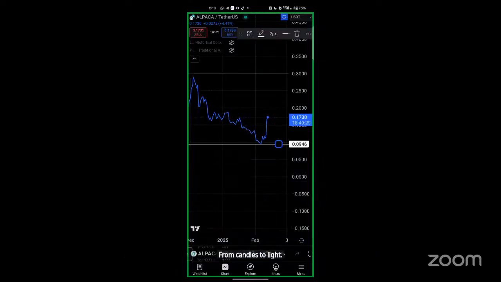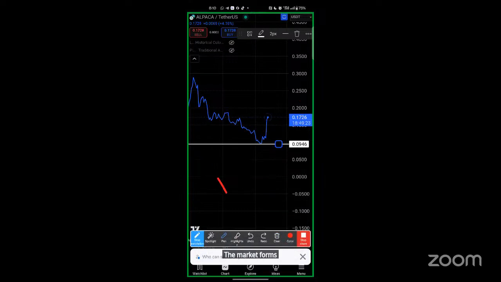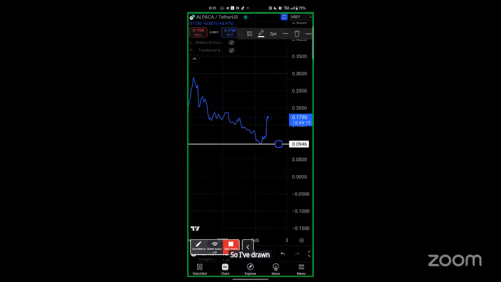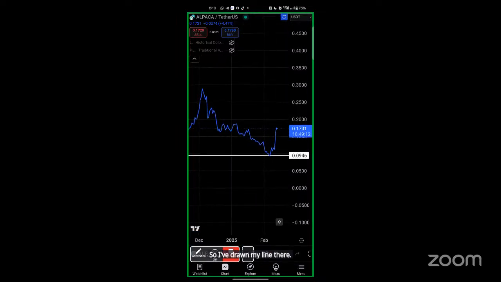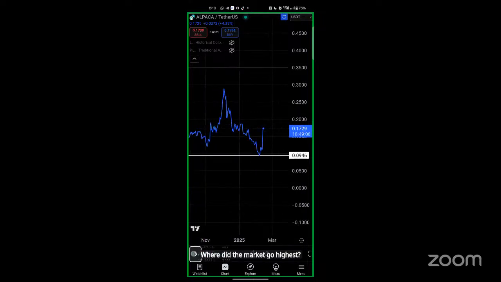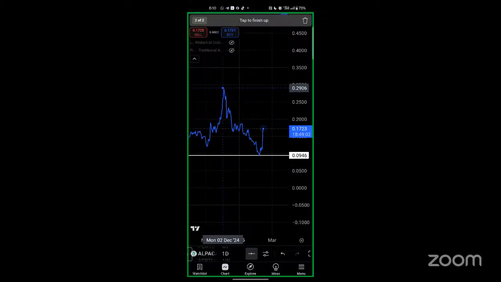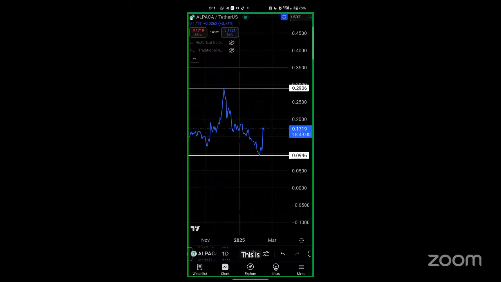So where the market forms a normal V, you draw the line. And where the market forms an inverted V, you draw the line. So I've drawn my line there. Then look above. Where did the market go highest? Then you also draw the line. This is where the market went highest.